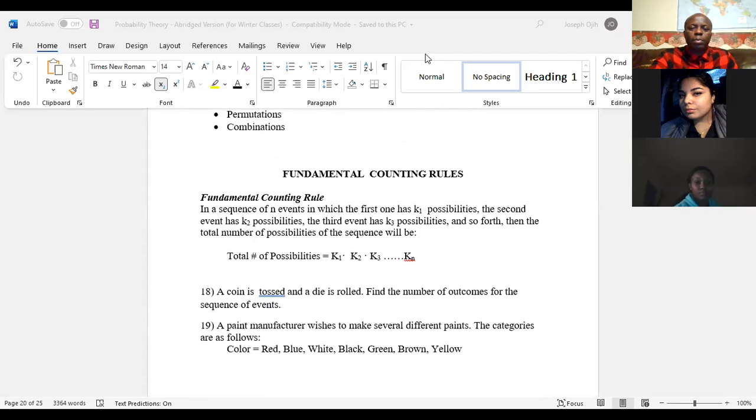One minute, let me admit this. The second event has k2 possibilities. The third event has k3 possibilities, and so on. Then the total number of possibilities would be k1 times k2 times k3, or you keep multiplying until you get to the last event. Yeah, so let's see how this works.